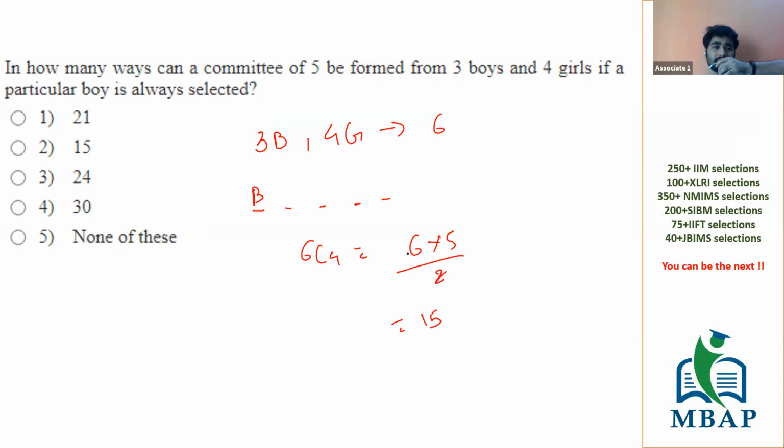Okay. So over here, we had three boys and four girls. Now what we have to do is form a committee of five people. So we have five spaces. Now one particular boy is always selected. So suppose one particular boy, anyone, is always going to be selected. Now the competition is for the four other places in the committee. So one, two, three, four.